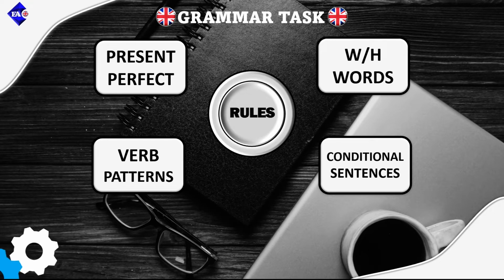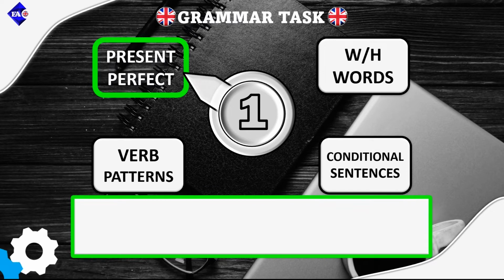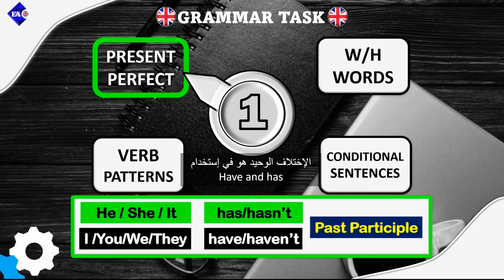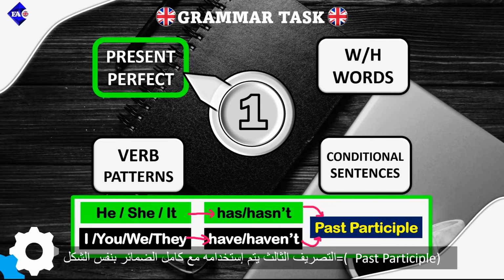When it comes to conversations, the present perfect is very commonly used, and you should pay attention to who's speaking in the dialogue before choosing the auxiliary has, hasn't if the speaker is he, she, it, or have, haven't if the speaker is I, you, we, or they, plus the past participle which goes with both groups. In other words, it doesn't matter who's speaking, the past participle is always the same.